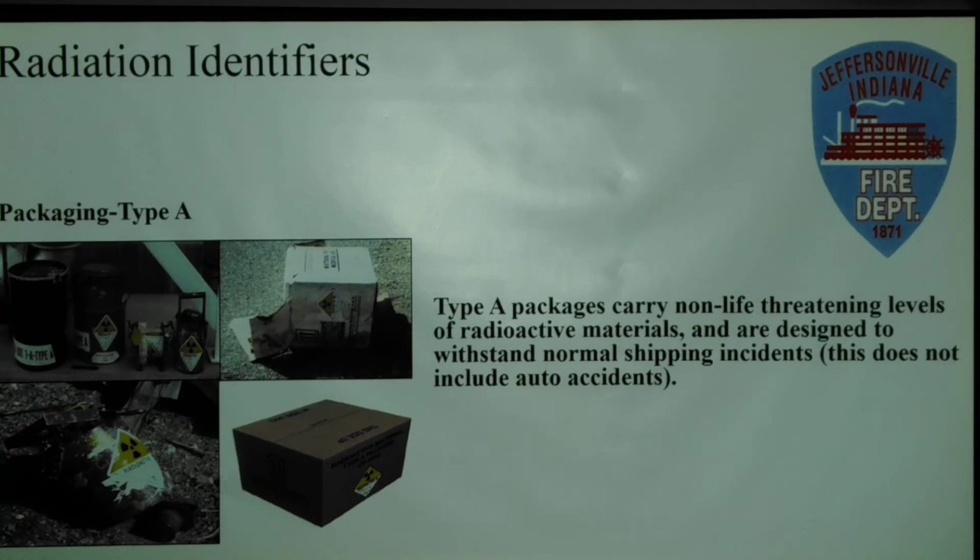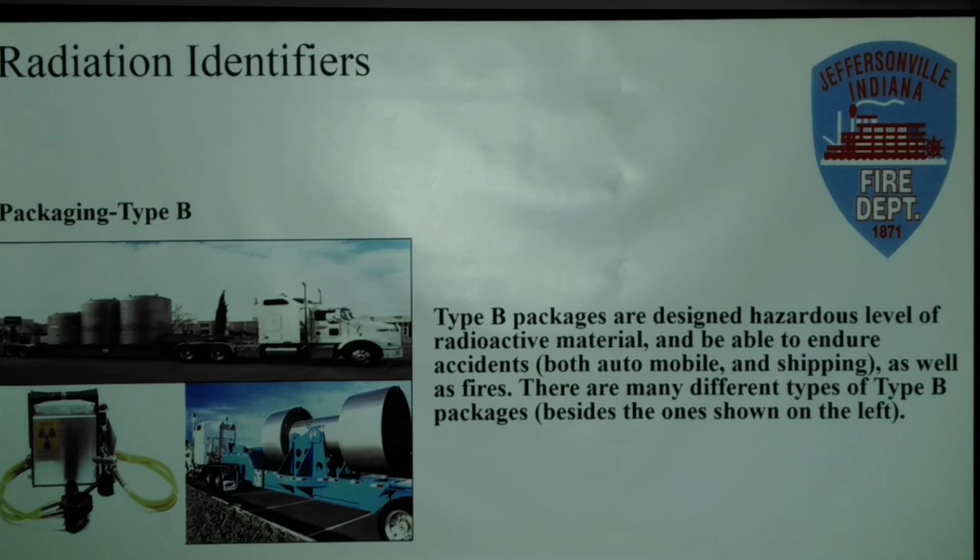You can also identify radioactive material through the packaging. There are basically three types of packages, but we're going to discuss two of them, A and B, because B and C are so similar. Type A packages carry non-life-threatening levels of radioactive material and are designed to withstand normal shipping incidents. Now, this doesn't include traffic accidents. Whereas Type B and also Type C packages are designed for hazardous level radioactive material and are able to endure accidents, both automobile and in shipping, as well as fire. There are many different types of Type B packaging.